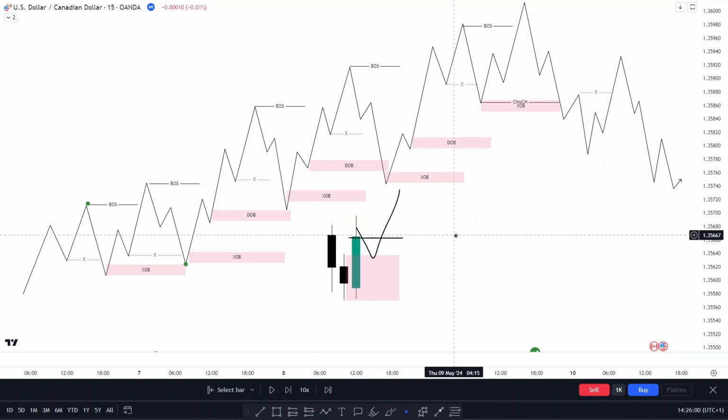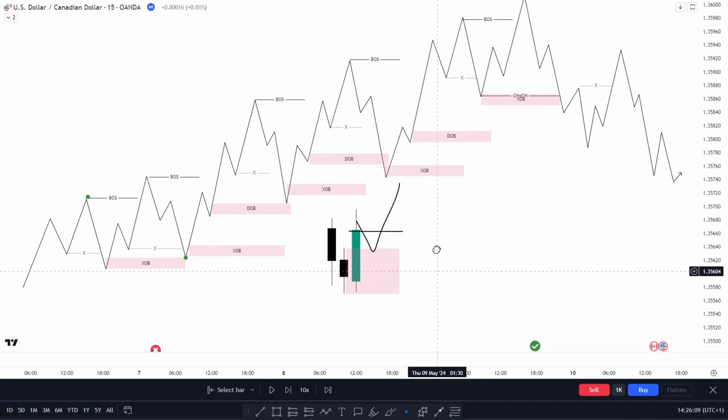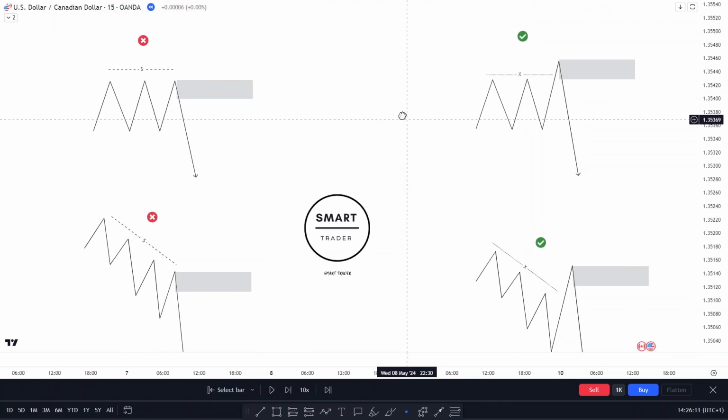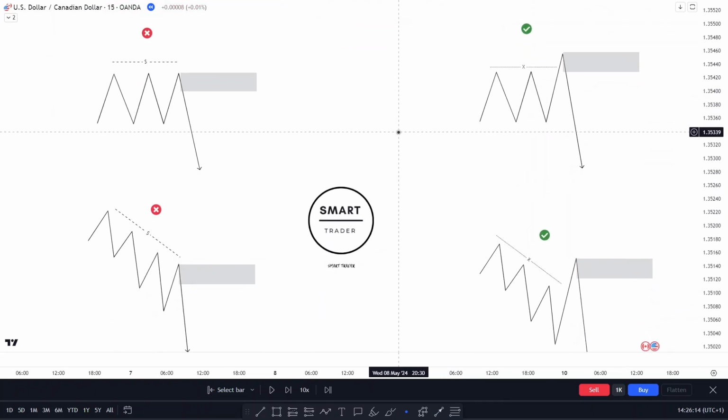All right. So in this case here, I will show you another diagram in which you can easily identify a high probability order block. All right. So let me show you this diagram down here. So here we are.